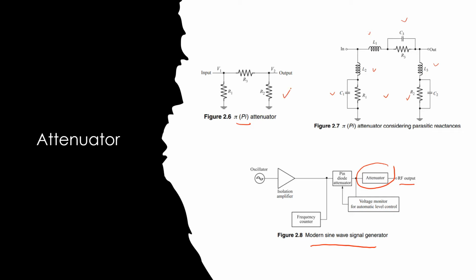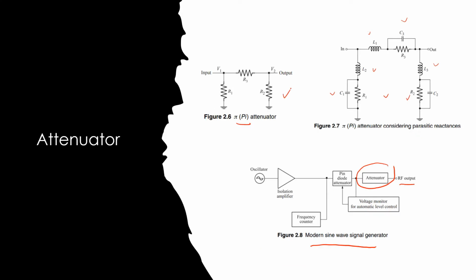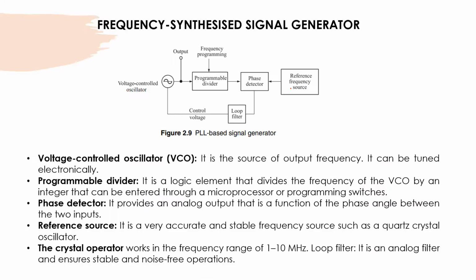And this is the location of the attenuator in signal generators. It's located before the RF output. So the function is to reduce the power of the input, so the ratio between the input power and the output power is constant.